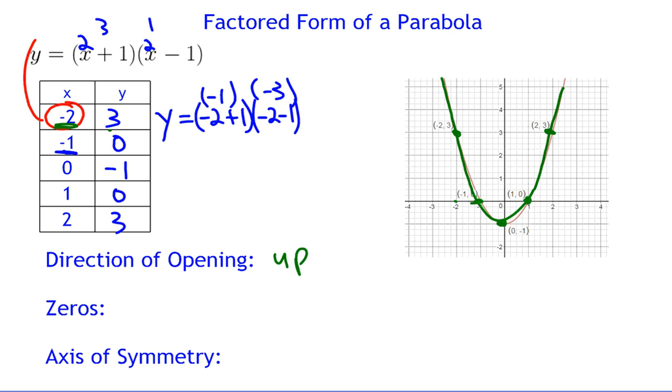The zeros, so the zeros are where the graph crosses the x-axis, these points right here, and we get that the zeros are 1 and negative 1, so x equals negative 1 and x equals 1. The axis of symmetry, remember, is that line that goes right down the middle, and it has an equation. The equation of this axis here is just x equals whatever the x value of the vertex is. In this case, the axis of symmetry is just x equals 0.